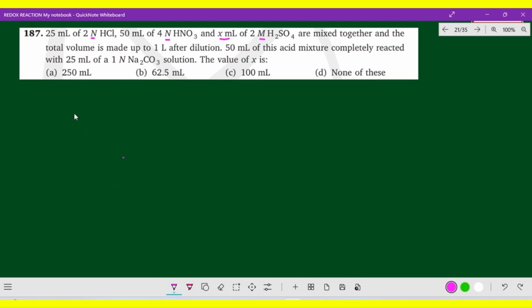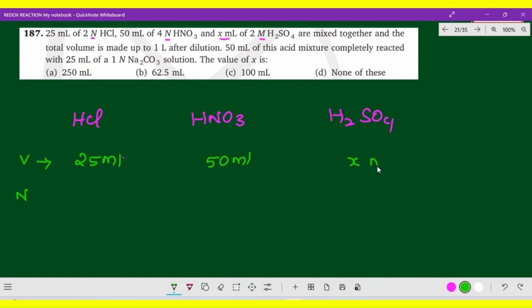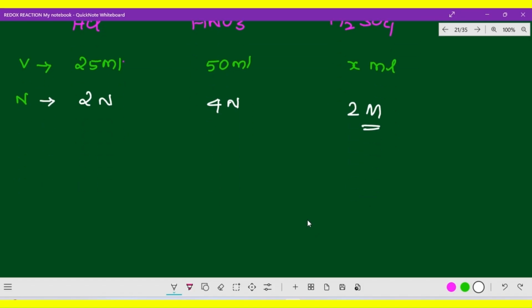Let us check the data clearly because there are so many mixtures they have given. So let us write each and everything. HCl, HNO3 and H2SO4. Here volume and normality we can write. Volume: HCl it is 25 ml, here 50 ml, and this is X ml. Now normality: here 2N, here 4N, here 2M molarity. Please note down. Let us check point by point.